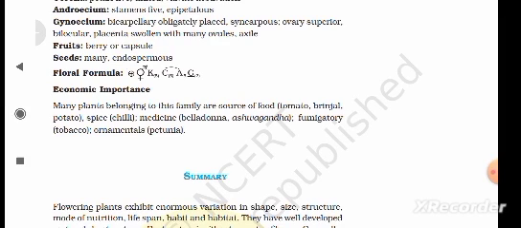Economic importance. Many plants belonging to this family are a source of food: tomato, brinjal, potato, spicy chilli. Medicine: belladonna, ashwagandha. Stupefying: tobacco. Ornamental: petunia.